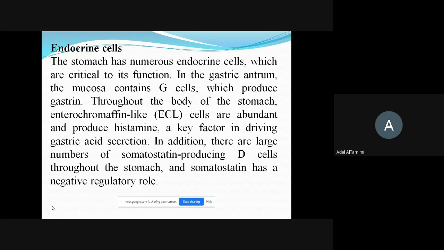In addition, there are large numbers of somatostatin producing cells called D cells. Their function is inhibitory, so these inhibit the gastric acid secretion and inhibit other GIT secretion. It is made in endocrine cells, which have a local effect on the GI tract or the stomach itself. The balance between these different cells results in a balanced secretion of hydrochloric acid.